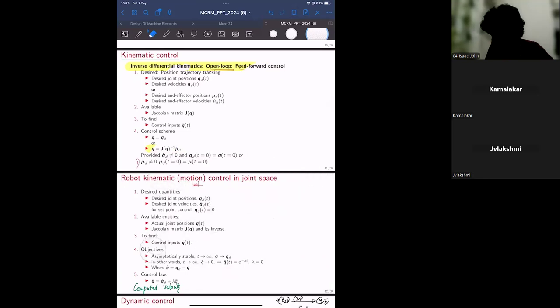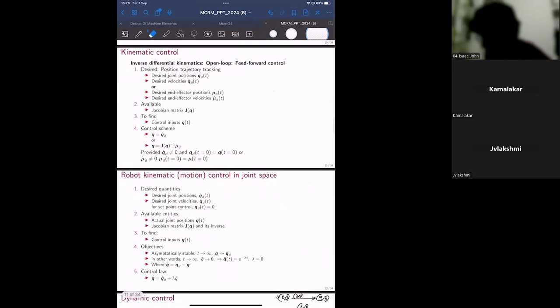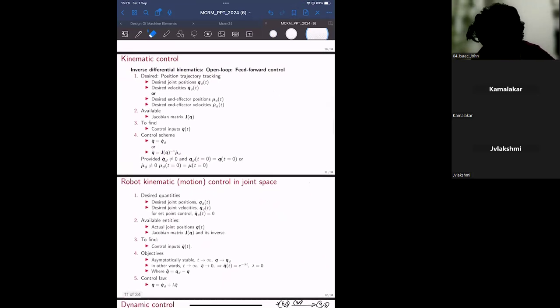You see the desired quantities are q_d(t), and here you got another set point control. So you want me to talk about the difference between these two slides, the kinematic control slide and then the dynamic control slide. What is the difference that is coming? I understood what is happening here to some extent, but what is the difference between these two? That needs to be clear.